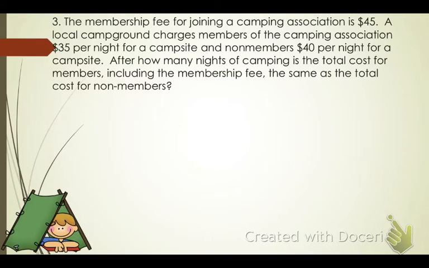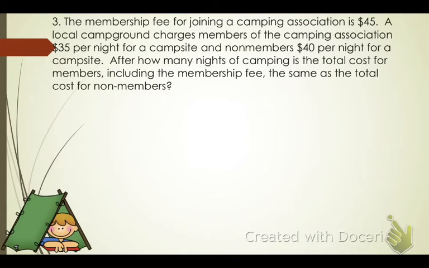Let's look at an application. The membership fee for joining a camping association is $45. A local campground charges members of the camping association $35 per night for a campsite and non-members $40 per night for a campsite. After how many nights of camping is the total cost for members, including the membership fee, the same as the total cost for non-members?